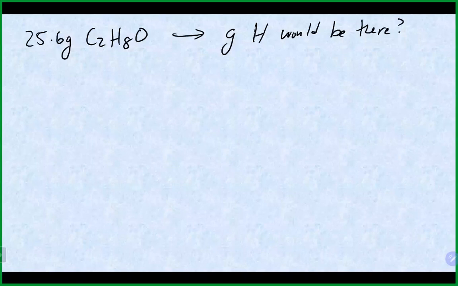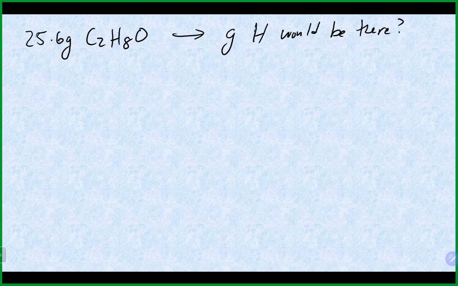Now, in this particular case, we're not interested in the entire ethanol, the C2H8O. We're interested in really just the hydrogen part. So along our pathway here, we need a way to go to basically just the hydrogen part. And one way that you could do that is to use the formula itself as a conversion factor.